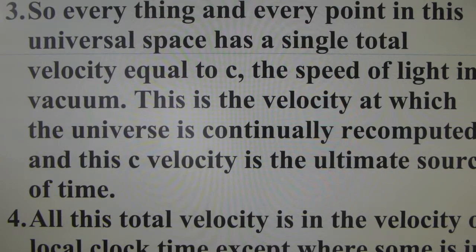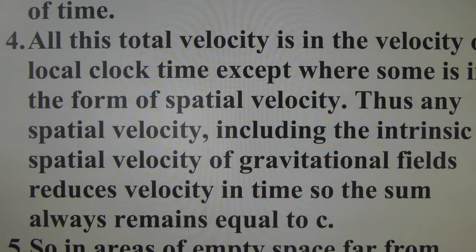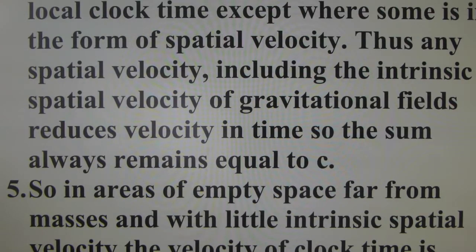So everything and every point in this universal space has a single total velocity equal to c, the speed of light in vacuum. This is the velocity at which the universe is continually recomputed, and this c velocity is the ultimate source of time. All this total velocity is in the velocity of local clock time, except where some is in the form of spatial velocity. Thus, any spatial velocity, including the intrinsic spatial velocity of gravitational fields, reduces velocity in time, so the sum always remains equal to c.